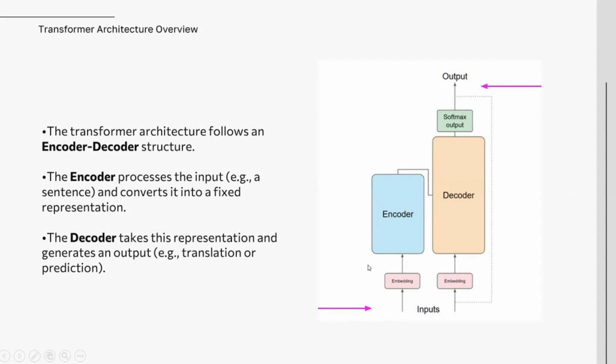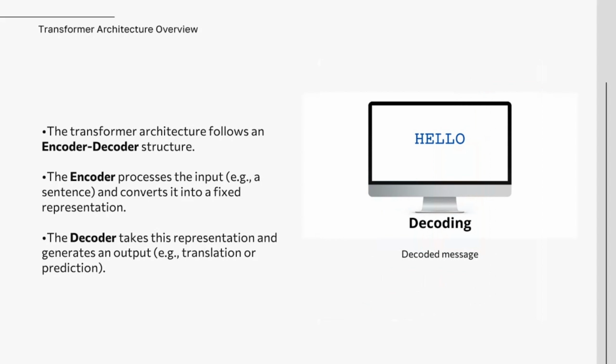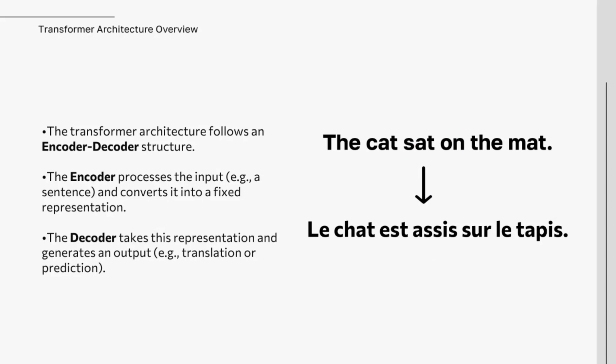Now, let's move to the decoder, which is like the process of decrypting that message into something meaningful. Once the encoder has processed the input and created an internal representation, the decoder takes over and generates the output, such as translating the input sentence or predicting the next word in a sequence. For example, if we were trying to translate "the cat sat on the mat" into French, the decoder would take the encoded version of that sentence and predict the French equivalent as shown on the screen.